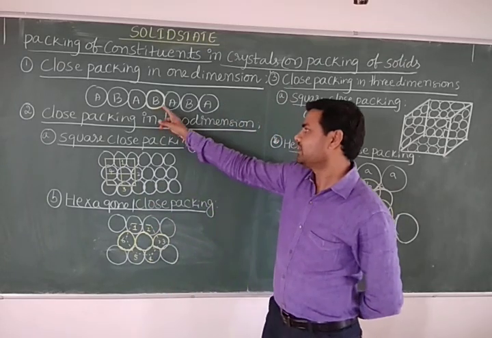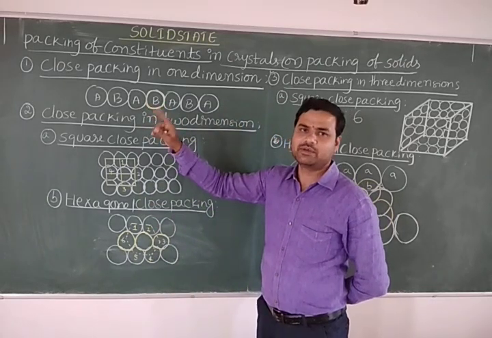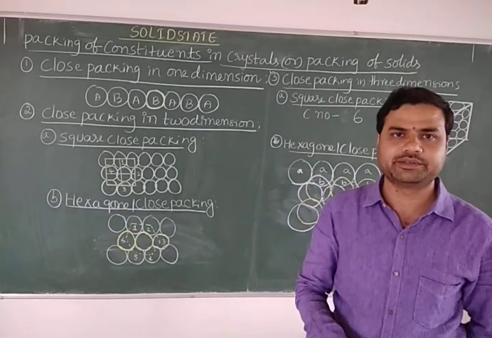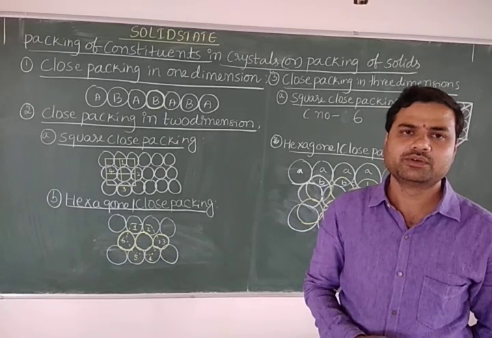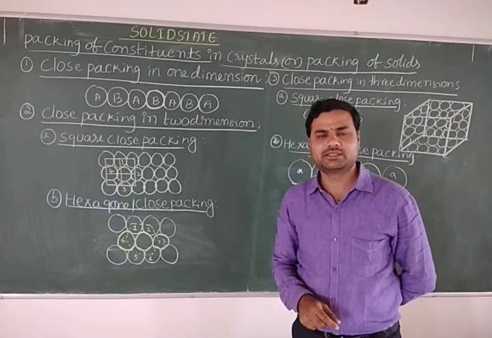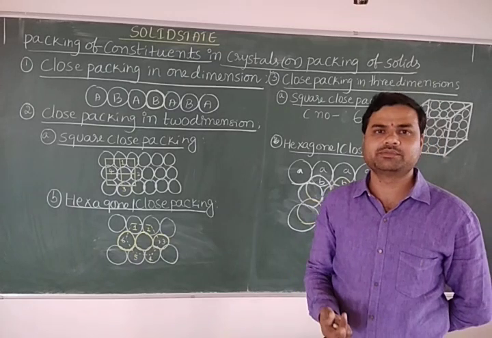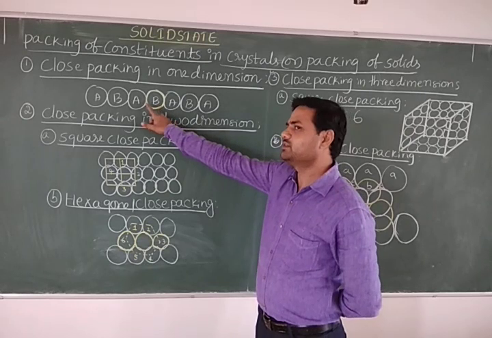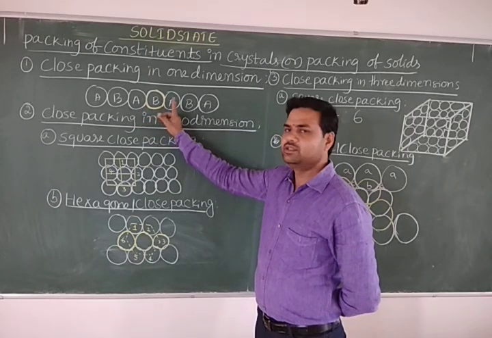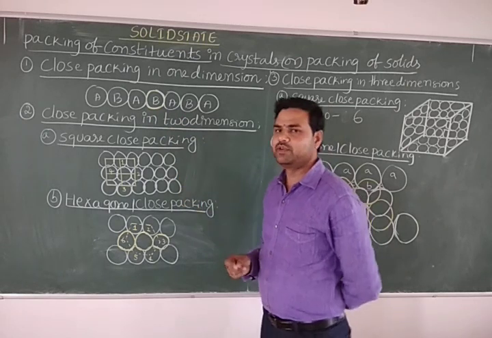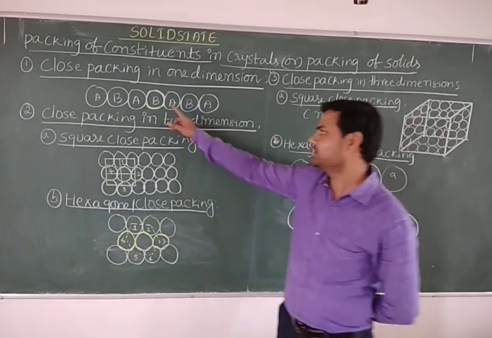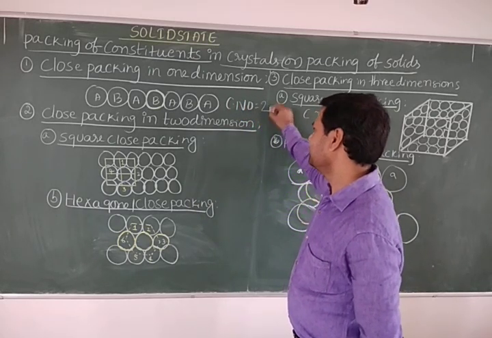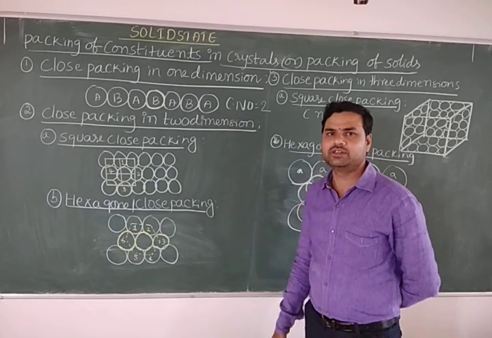The number of neighboring atoms surrounded by any atom is called the coordination number. Once again I repeat the definition: the number of neighboring atoms surrounded by any atom is called what? Coordination number. Here the B is surrounded by two A atoms. Therefore, the coordination number of B is 2. So in one dimension, the coordination number is 2, because each atom is surrounded by 2 atoms.